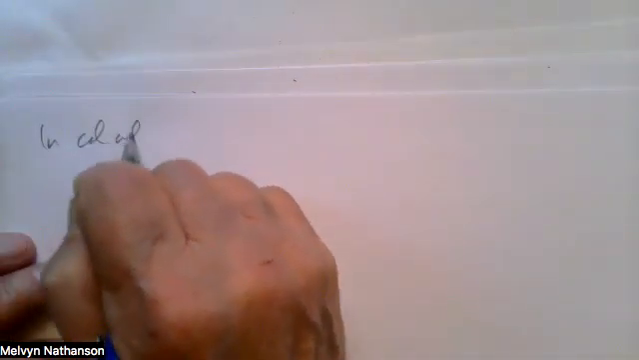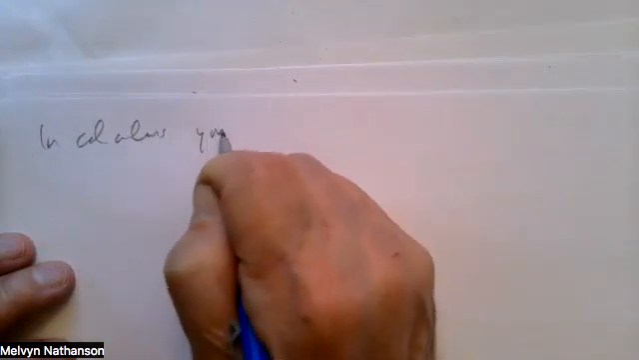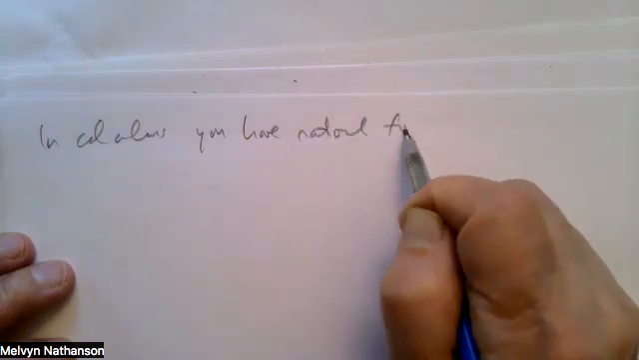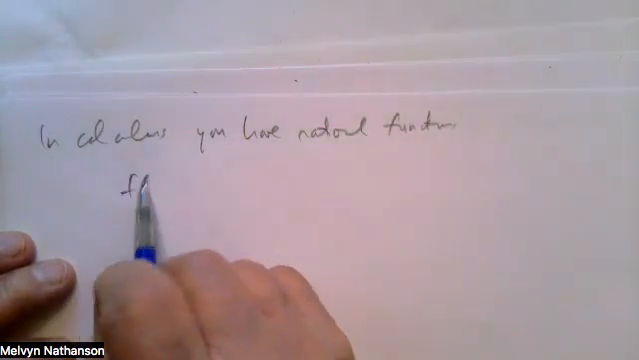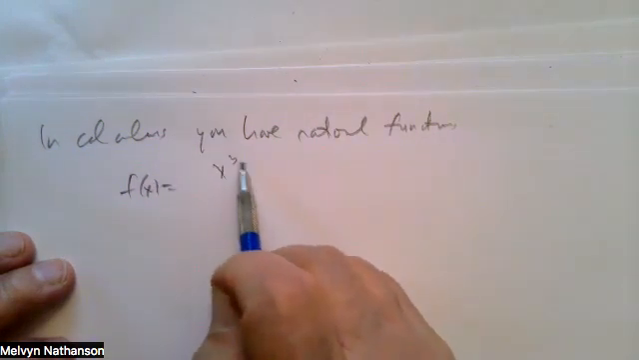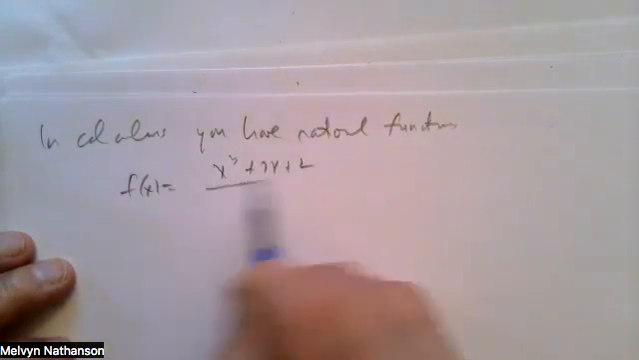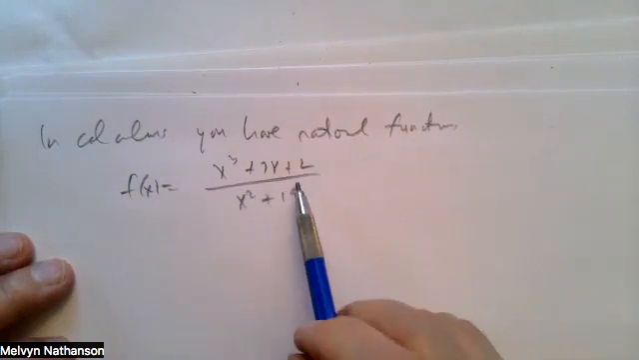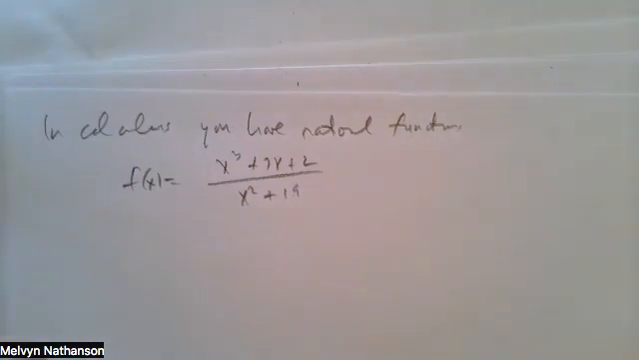Now, if you remember from calculus, you have what are called rational functions. That's a quotient of polynomials, like x cubed plus 7x plus 2 over x squared plus 19. This is a rational function. It's one polynomial divided by another polynomial. And in Math 175, you learned how to differentiate this, for example, using the quotient rule and so on.